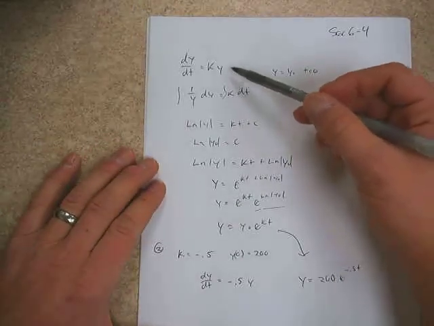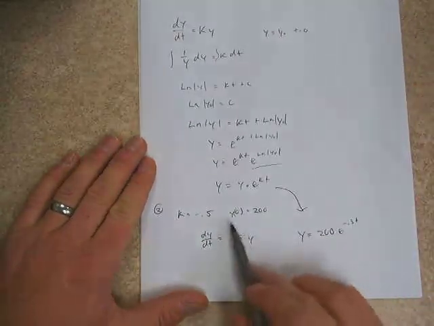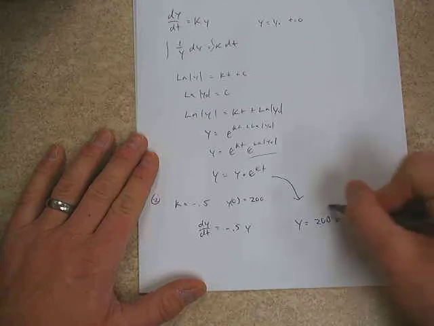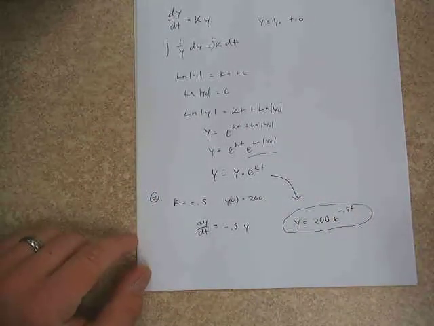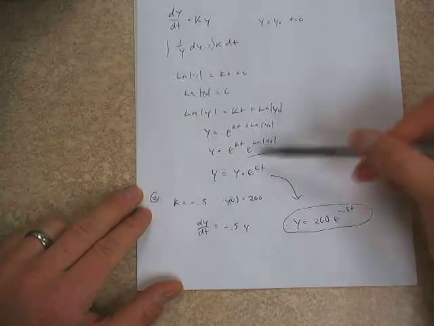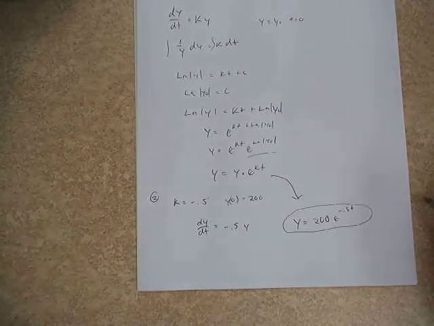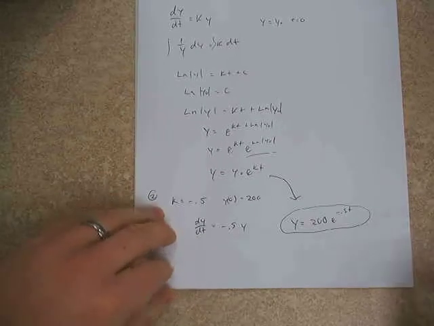So like I said, if you recognize that it's a particular type of differential equation, like dy/dt equals ky, then we can go straight to the model, knowing k and knowing the initial condition. If you know that, then it's a fairly easy problem. Again, if you don't know that, you could solve it as such and get the same result.